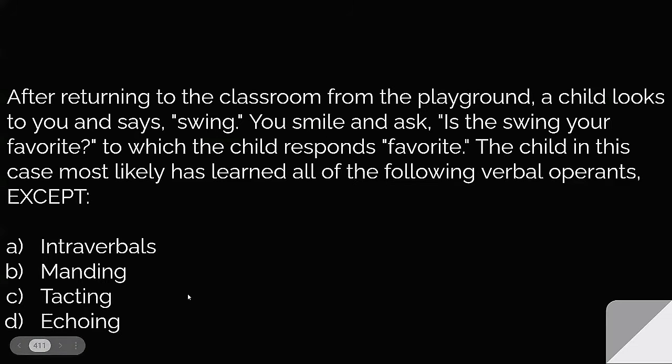Can I try to explain it? Sorry. Of course. I love the discussion. So I'm looking at it like this. When I'm reading this, I say, after returning to the classroom from the playground, a child looks to you and says, swing. Now, I think, okay, what's the swing present? So now it's like adding extra things. I'm like, okay, the child says swing. So technically they're tacting swing because maybe they've seen a swing or maybe they're thinking about a swing. So they're tacting swing.